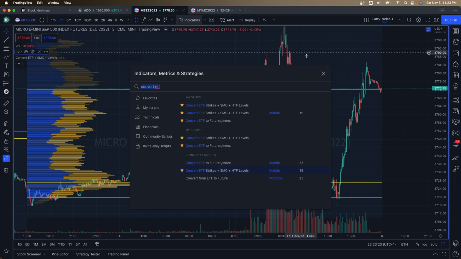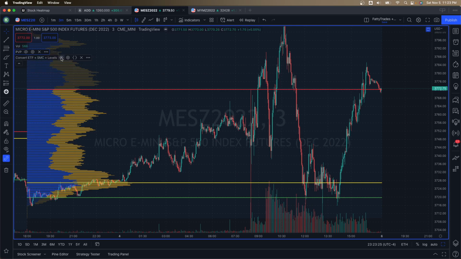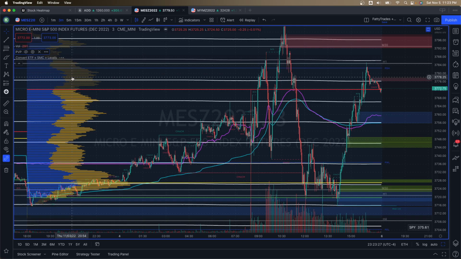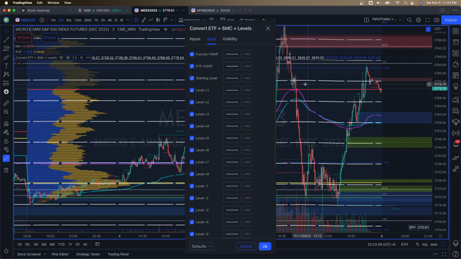Now, if we click on that indicator, it's going to take a second to load because there's a lot of concepts put into this indicator, and all of a sudden it looks like a mess when you first pull it up, but all of this data is super useful. So we want to go into the settings here.